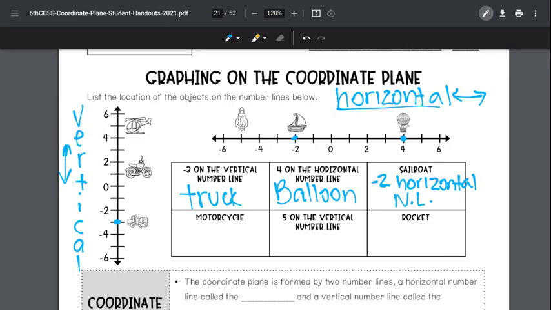Where's the motorcycle? It's at +1 on the vertical number line. So I'm going to put 1 vertical number line. If I look at 5 on the vertical number line, I see there's a helicopter. And the rocket is at -5 on the horizontal number line.